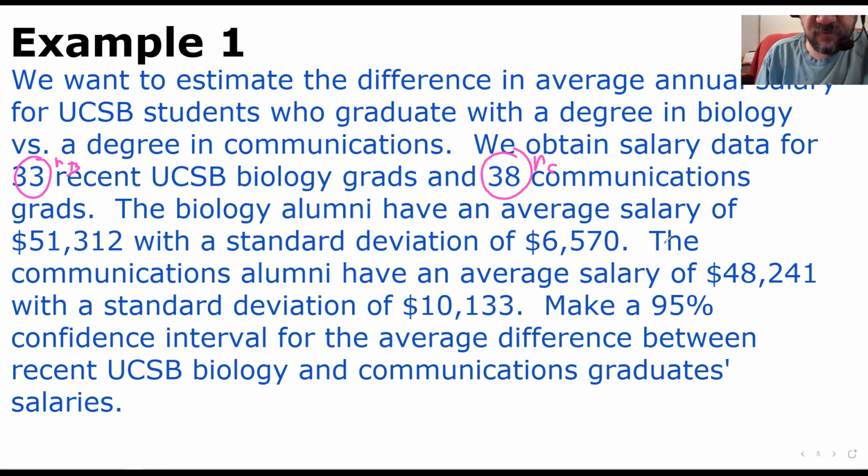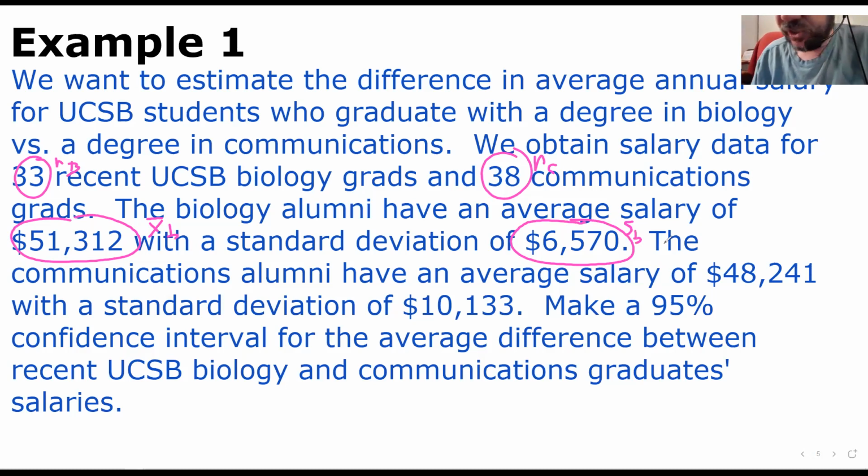Biology alumni have an average salary of 51,312. So this guy is going to be X bar B. Standard deviation of 6570. Now, again, with standard deviation, people often get this wrong. That's not population standard deviation. That's only referring to the sample. We have no parameters here. So this guy is SB.